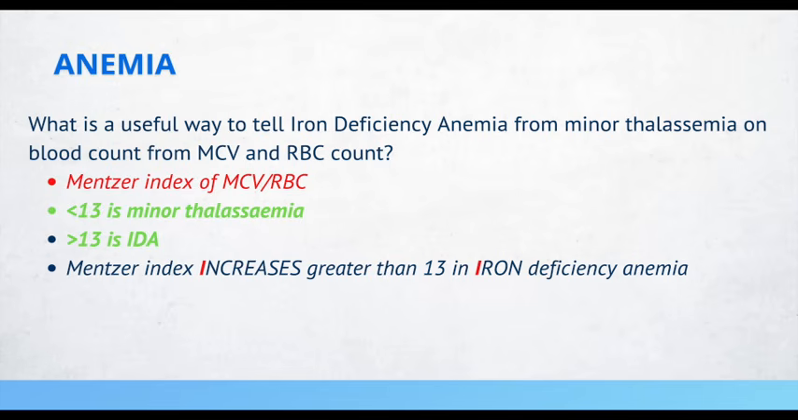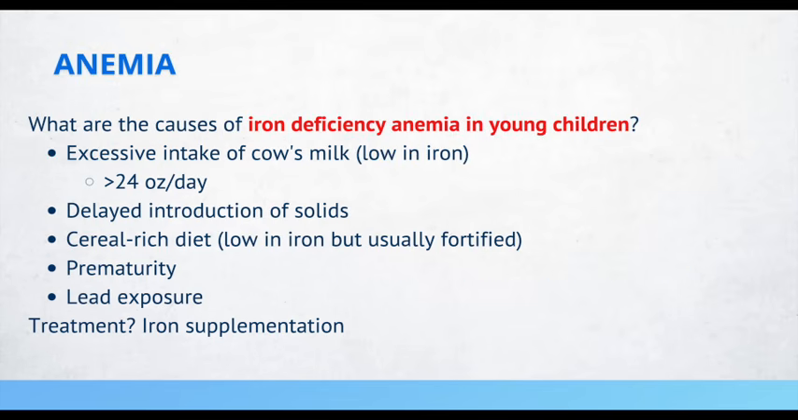Some high-yield causes of iron deficiency anemia in young children include excessive intake of cow's milk, namely more than 24 ounces per day, delayed introduction of solids, cereal-rich diet, prematurity, and lead exposure. So to treat these patients, you want to give them iron supplementation. And of course, I know that there are many other causes of iron deficiency anemia in young children that you could name, and feel free to leave that in the comment section below.